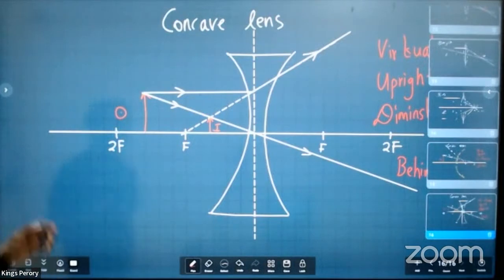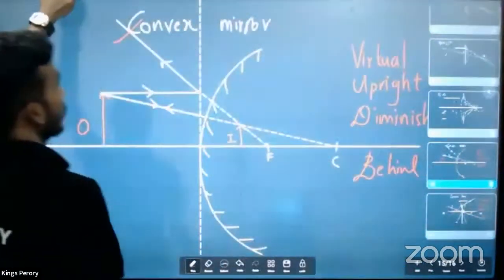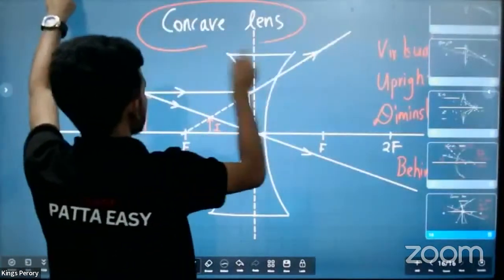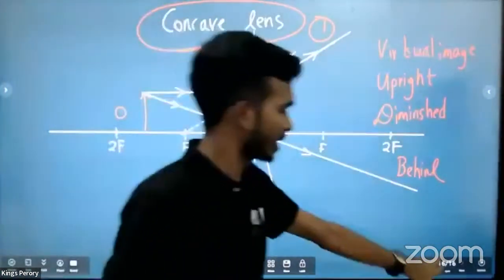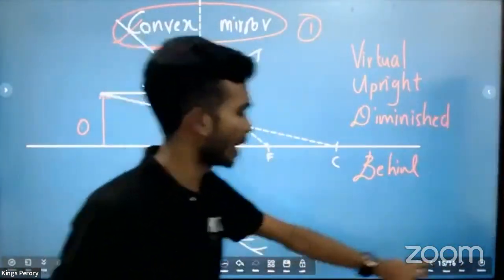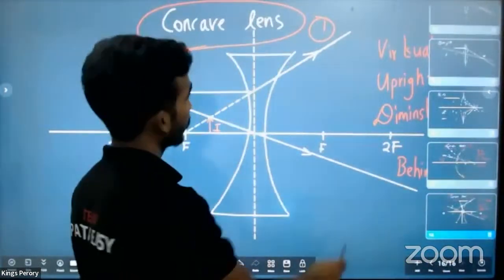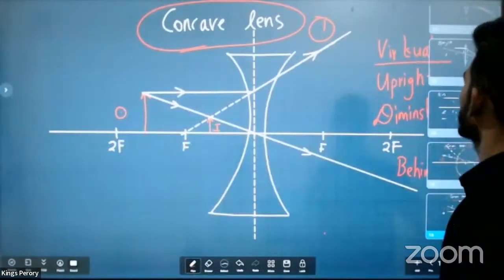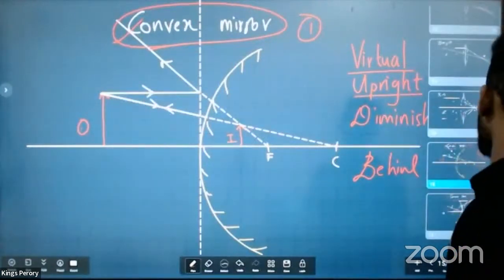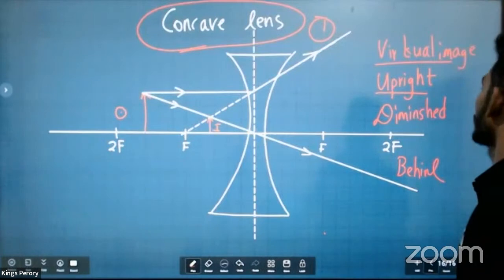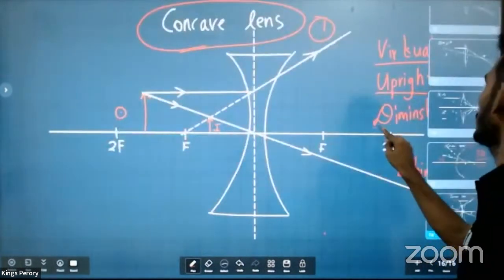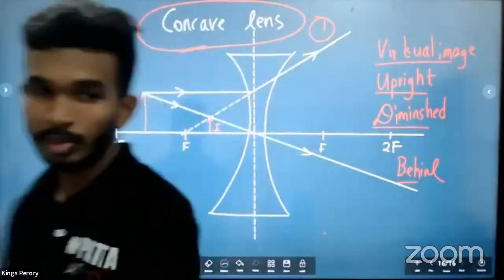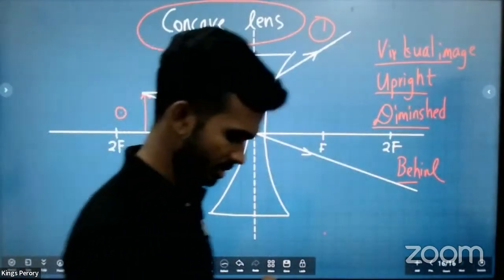Here also there is a connection. Convex mirror also, there is only one ray diagram. Concave lens also, there is only one ray diagram. Opposite. Convex mirror, concave lens. One ray diagram. Both the ray diagrams, look at their properties. Convex mirror also virtual. Concave lens also virtual. Convex mirror also upright. Concave lens also upright. Convex mirror also diminished. Concave lens also diminished. Convex mirror also behind. Concave also here. Nothing to memorize. Lesson over.